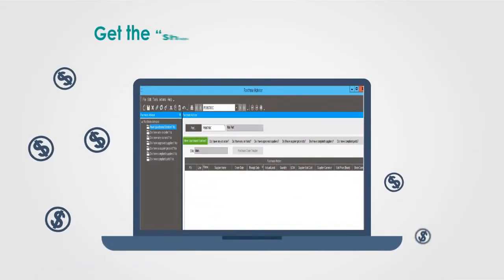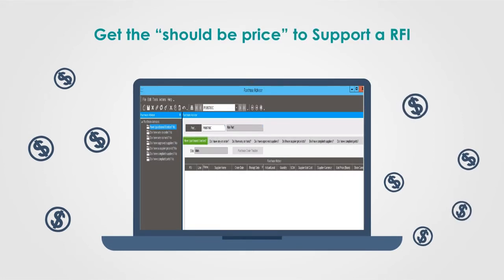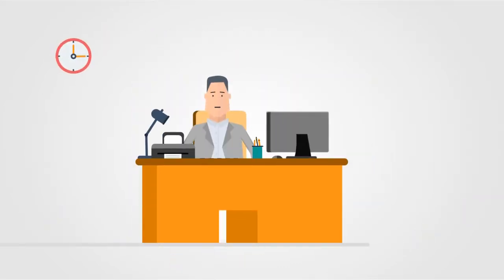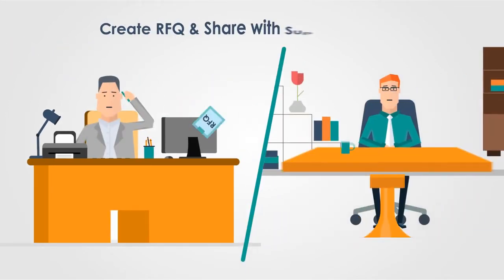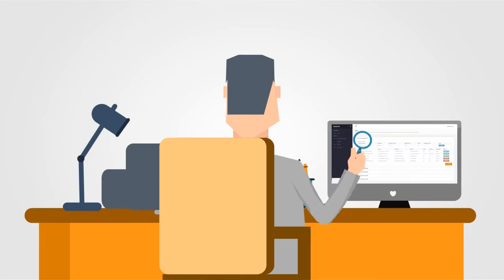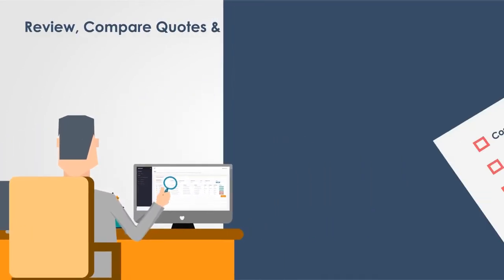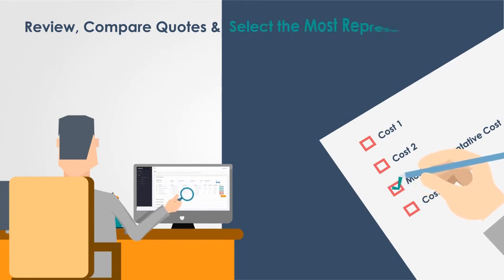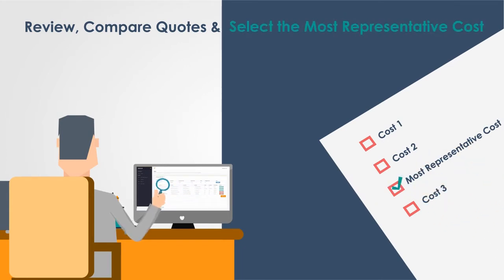He can get the should-be price to support an RFI using part data in the system. He can also get suggestions of similar parts in case some parts do not exist. When prices do not exist in the system, he can create an RFQ and share it with his suppliers online. His suppliers can respond online. He can review and compare their quotes simultaneously and select the most representative cost. In addition, all quoted prices are stored in the system for use in future requests.